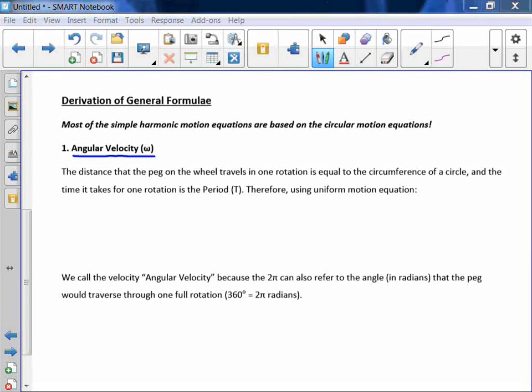This is the new symbol that we're going to see. So if we had velocity equals distance over time, then angular velocity equals 2 pi times the radius over 1 period, 2 pi over T.